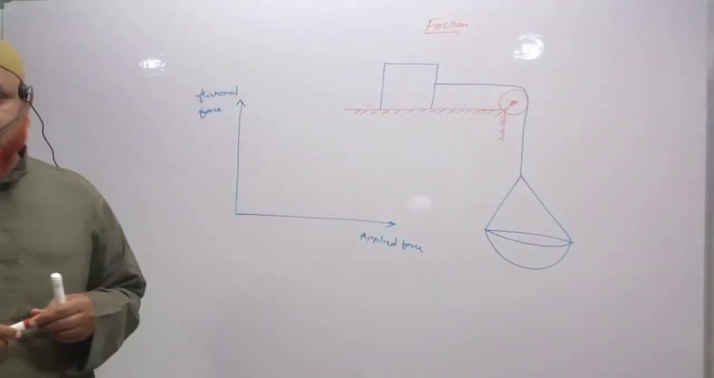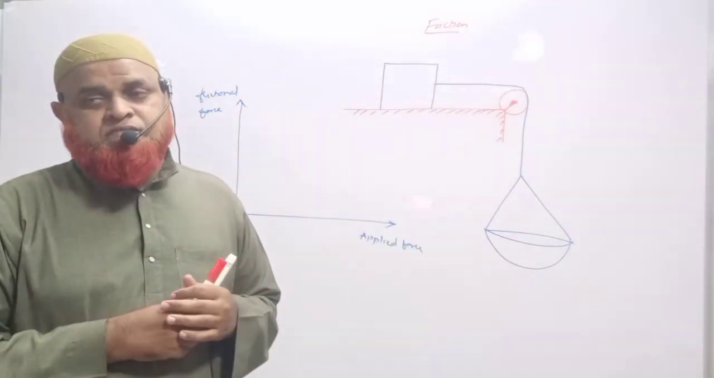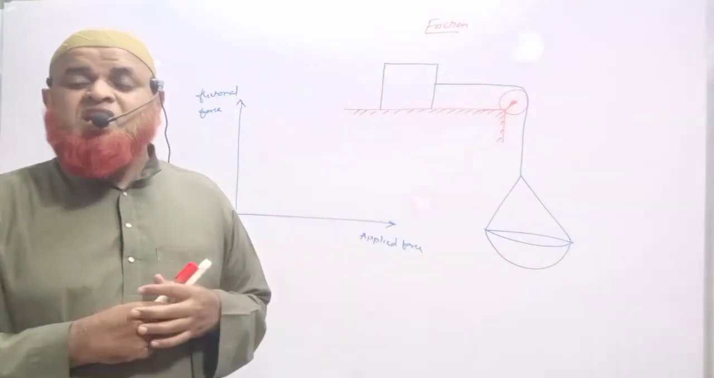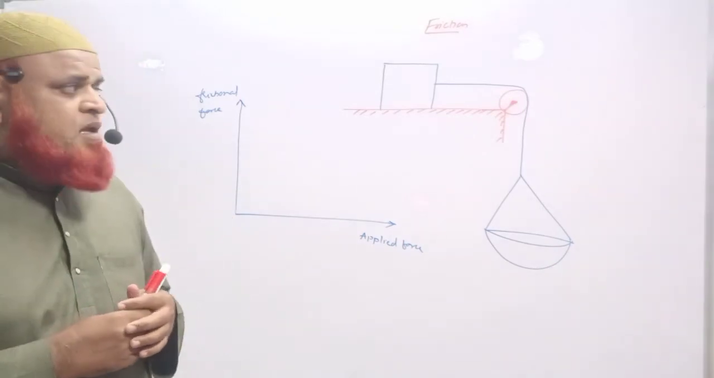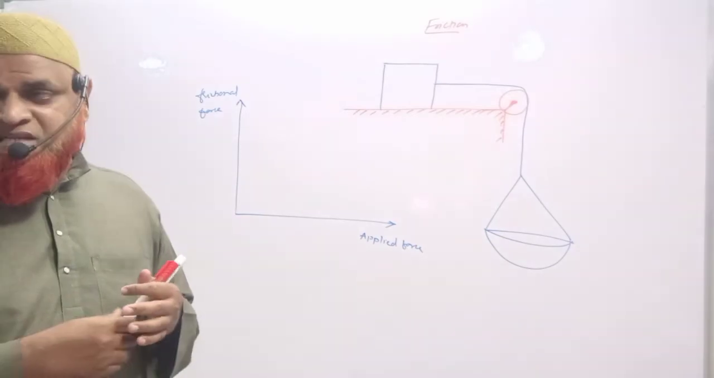This is a table on which a block is resting here. And this is a pan which is going to hang. Now, what is the meaning of friction? I'll tell you here. How come this friction will come here? How come the friction will act here?